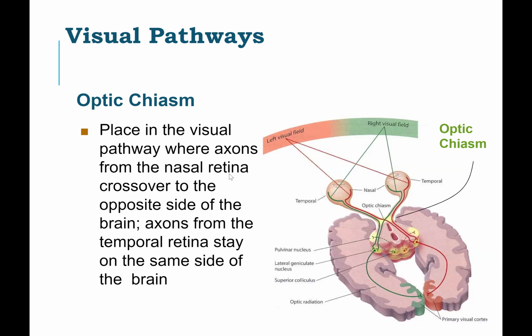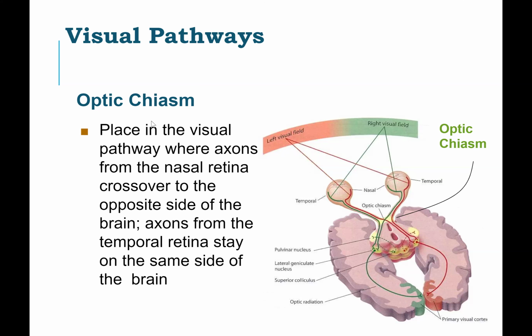Optic chiasm is a place where the axons from the nasal retina cross over. So the nasal part of the right eye and the nasal part of the left eye cross over in the optic chiasm in order to end up in the place where they would be processed. That's why if you have damage to the left hemisphere, you may be blind to the right side, right? So this should explain some of those things that you've heard about.